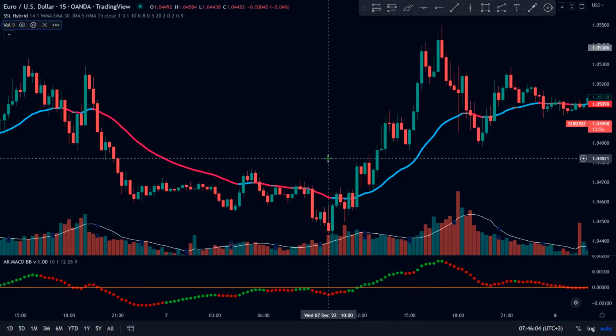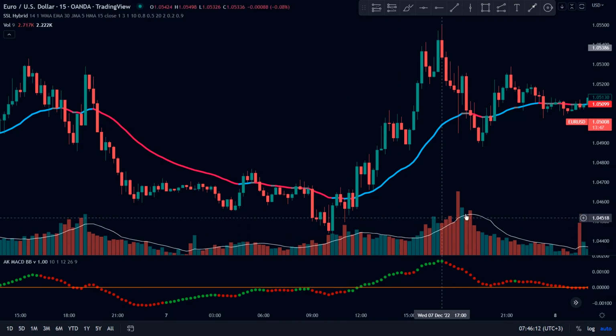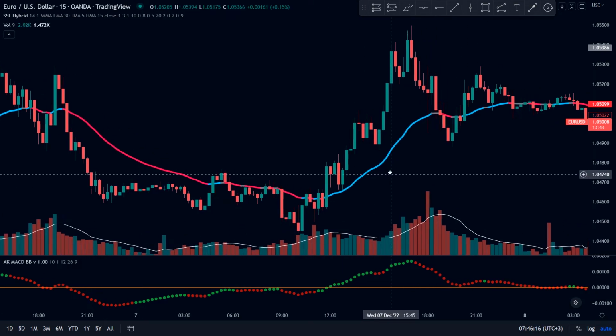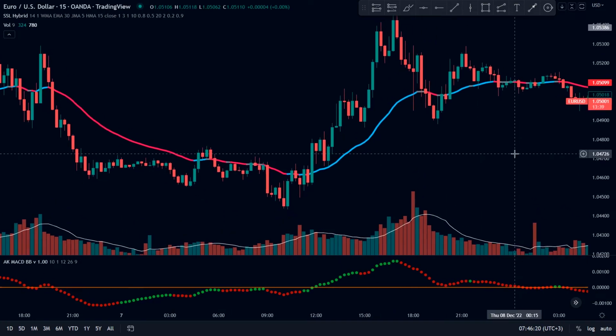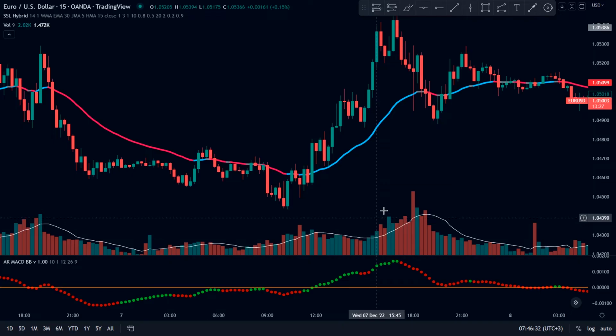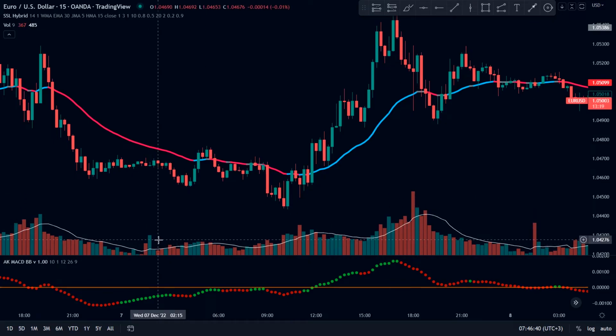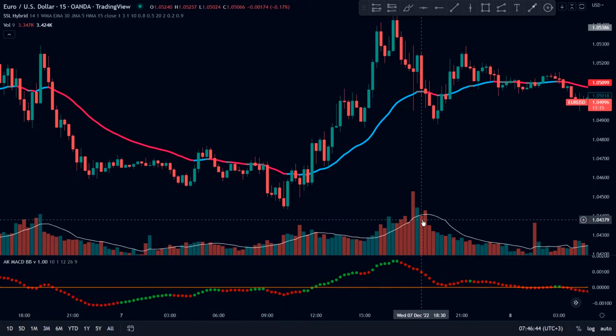We will be using this indicator to determine if there is enough volume in the market to push the price up or down. Whenever the volume bar is above the MA line, we will be looking to take trades since this would indicate that there is enough volume in the market. But whenever the volume bar is below the MA line, we will not take any trades since this would indicate that there is not enough volume in the market.